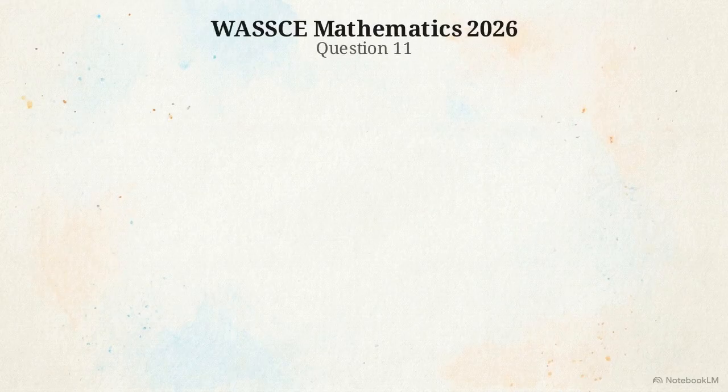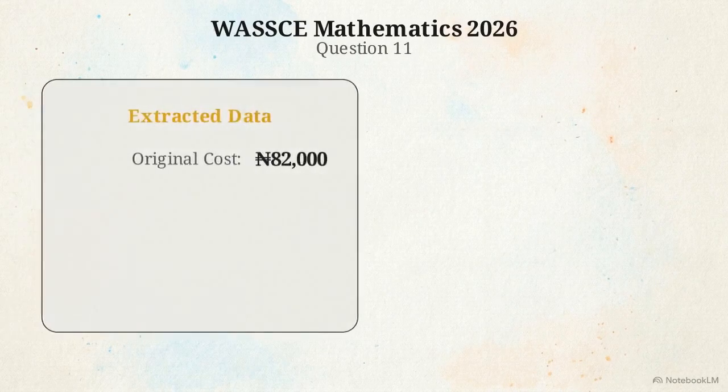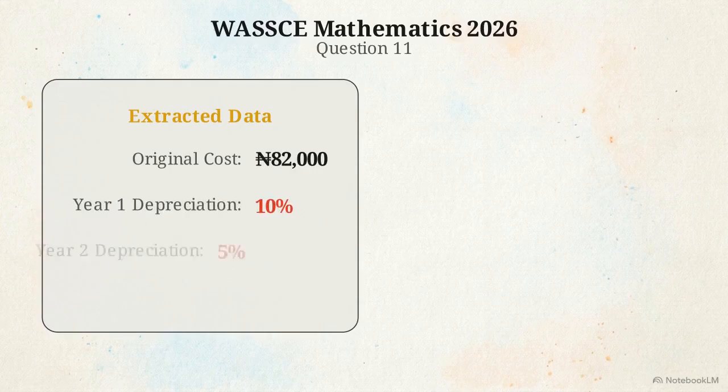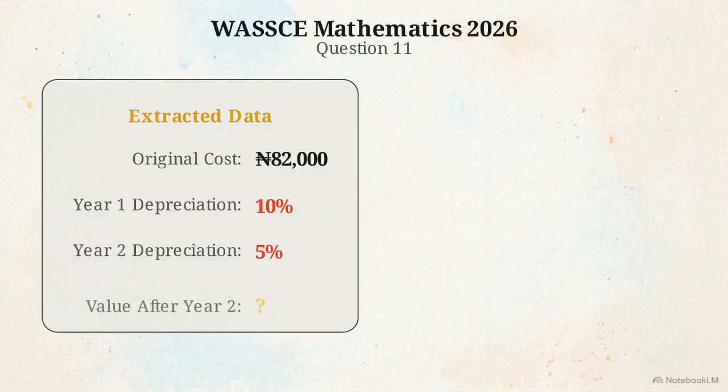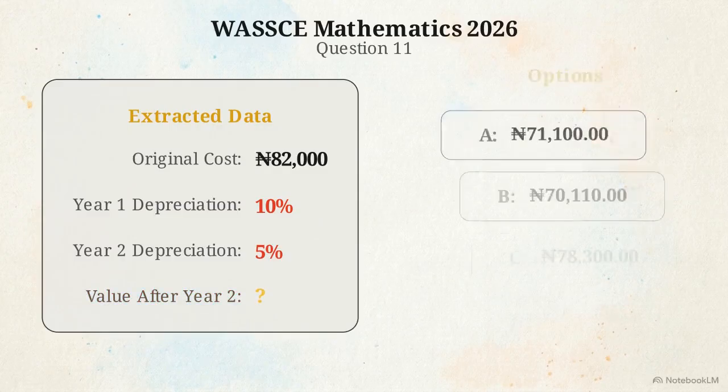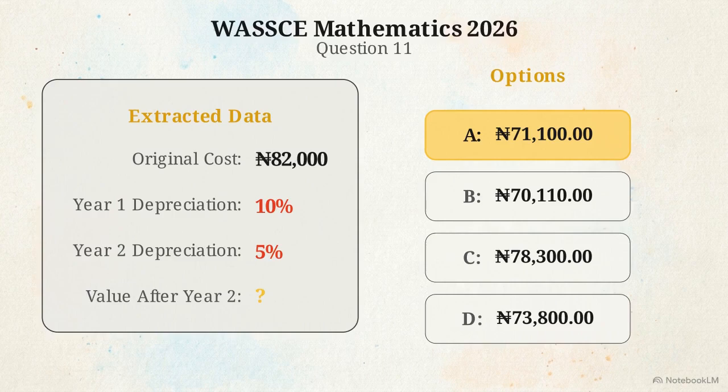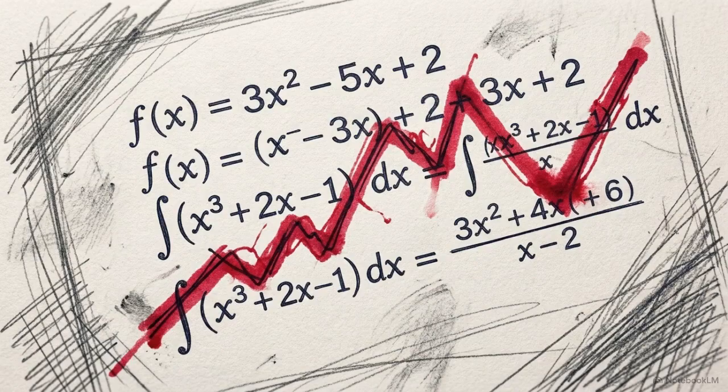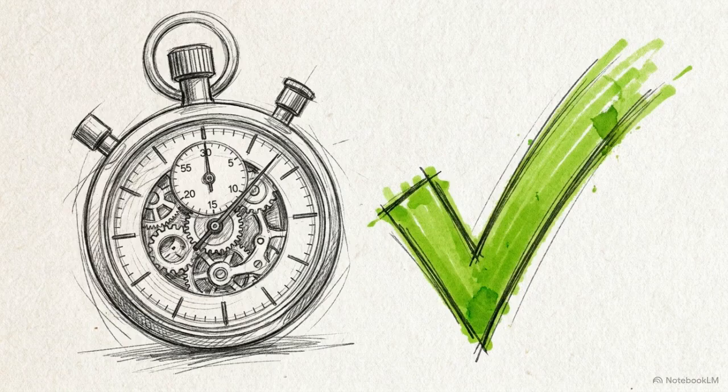Let's read the question. A generator costs 82,000 naira, depreciating 10% the first year and 5% the second. Find the value after year 2. The options are A. 71,100, B. 70,110, C. 78,300, and D. 73,800. By the end of our time together, you will know exactly how to avoid the biggest trap in this specific question, and I'll show you a shortcut to solve it in seconds.